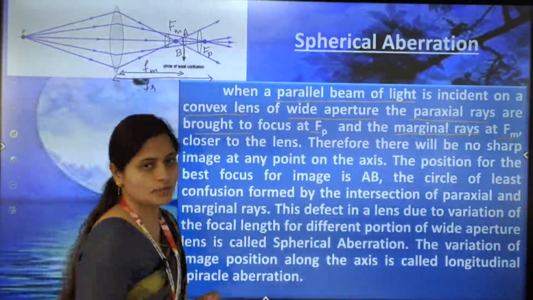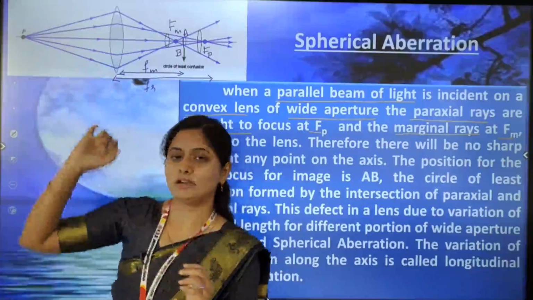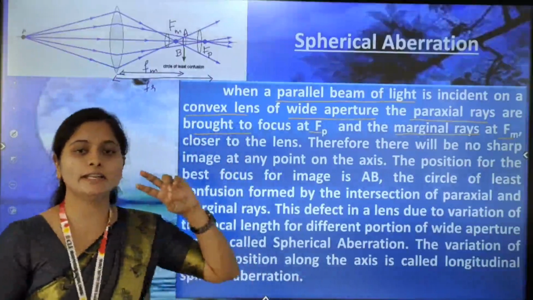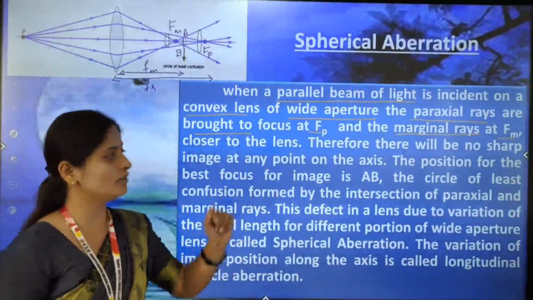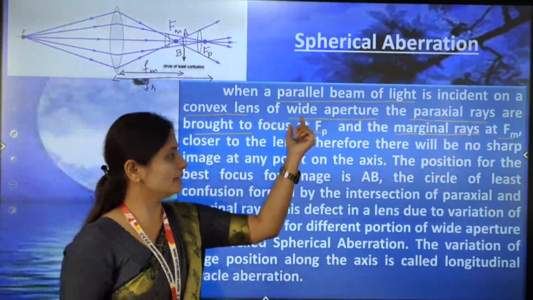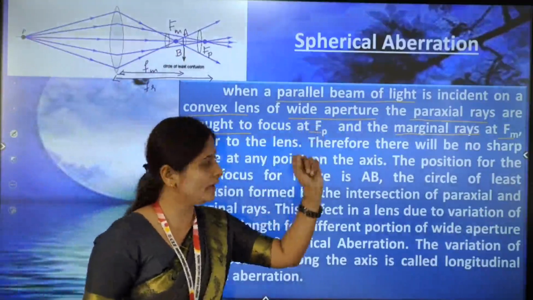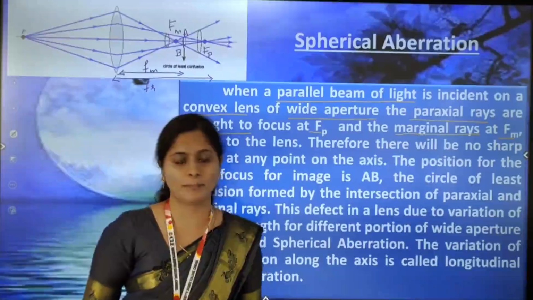FM. So after the parallel beam of light is incident on the lens, what are we getting here? We are getting two types of rays. The first one is paraxial rays, and the second one is marginal rays. The paraxial rays we indicate as FP and the marginal rays we indicate as FM.